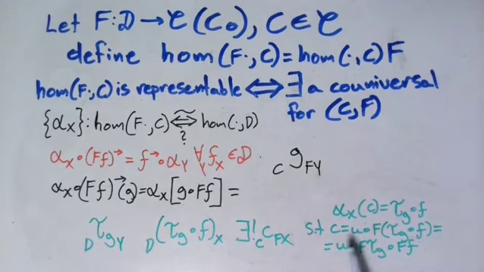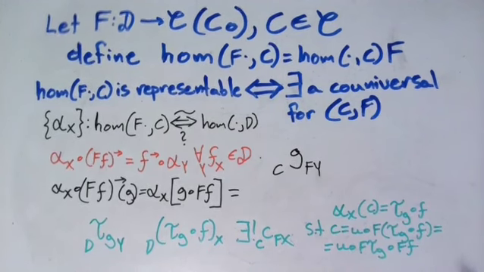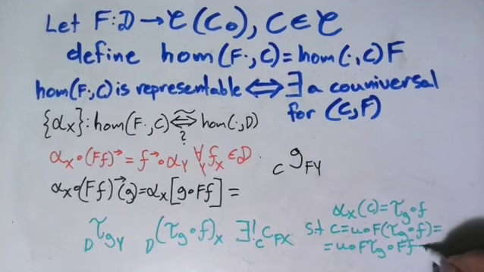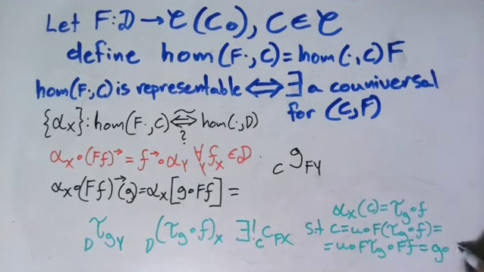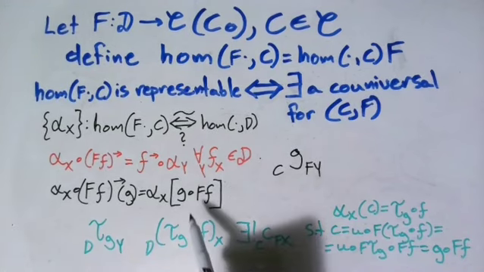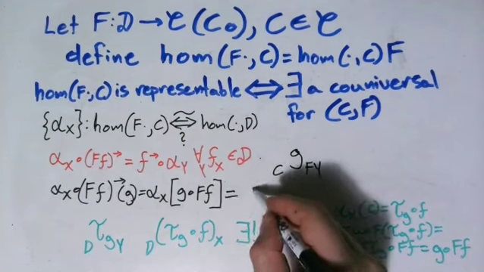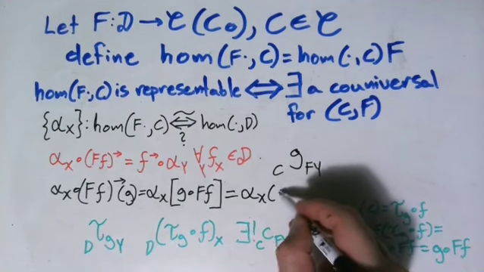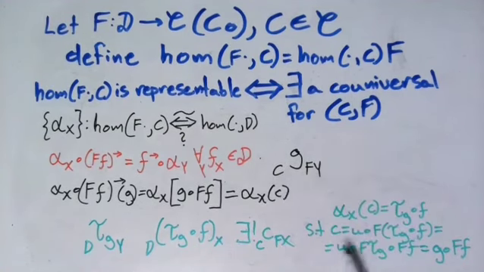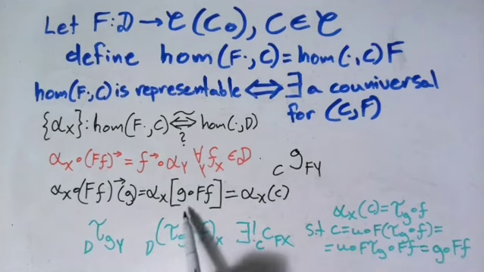But this part is just g, right? This is the right-hand side of the couniversality diagram for g. So we would just call this g after f of f, which is exactly the expression that we have here. So this is actually equal to alpha x of c, right? C is equal to g after f of f. G after f of f is equal to c.